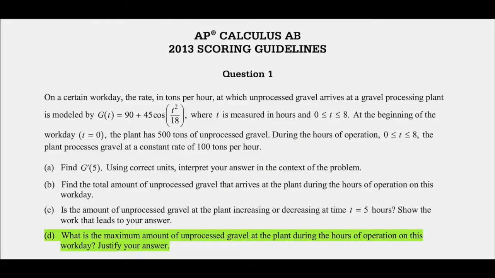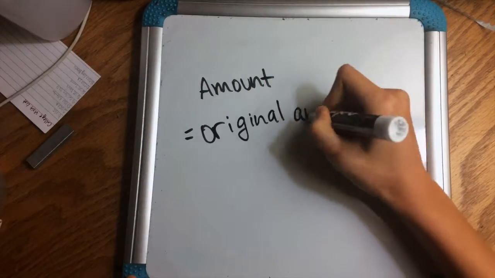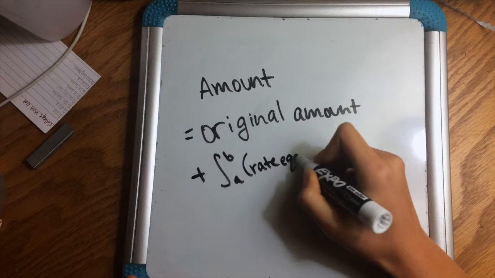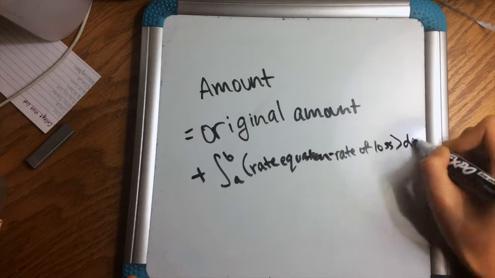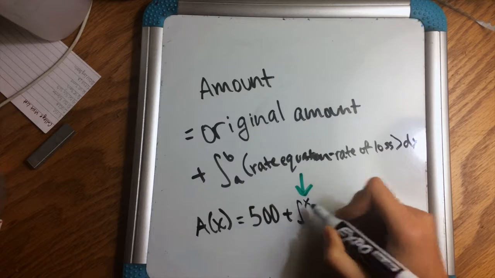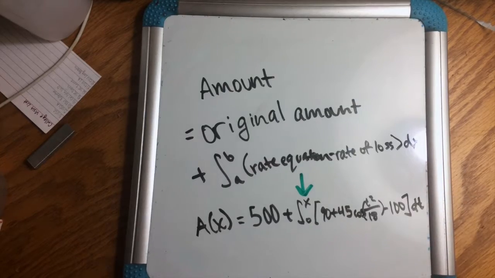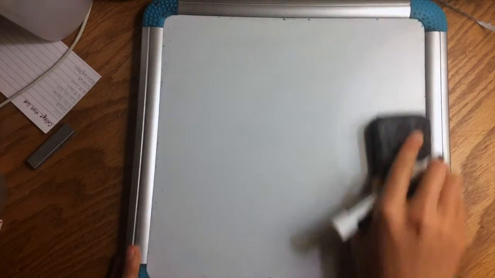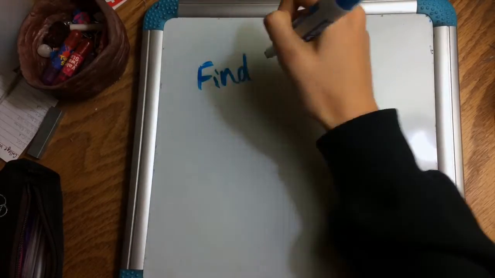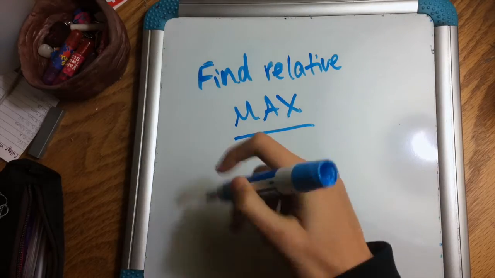And in part D, they're asking for the maximum amount of unprocessed gravel at the plant, with justification. The equation to find the maximum amount is the original amount plus the integral from a to b of the rate in minus the rate of amount lost. In this problem, it would look like A of x is equal to 500 plus the integral from 0 to x of 90 plus 45 cosine of t squared over 18 minus 100 dt. And to find the relative maximum of this equation, you have to take the derivative.